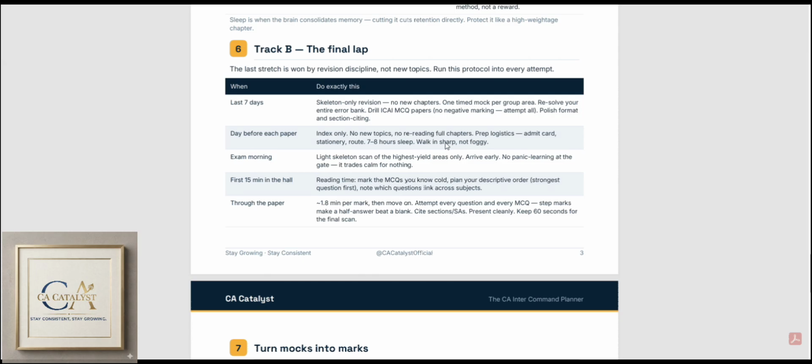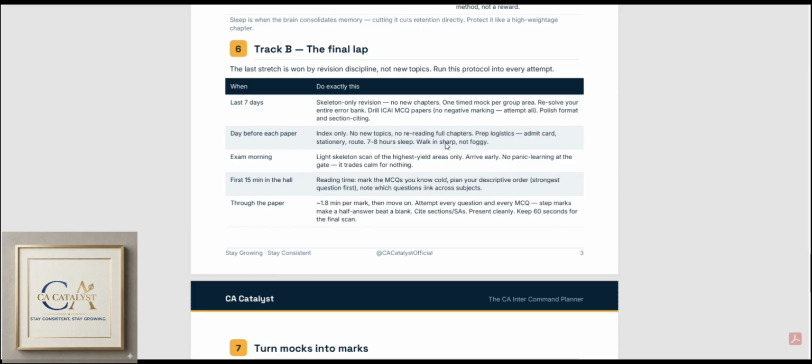On the last day, this is very important for the students who are appearing for the final day of the revision. The last stretch is won by revision discipline. Three times revision is the minimum you have to do. You will not be introducing any new topics, because this is the protocol that you have to follow in every attempt. So when it is the last 7 days or last 1 week, what do you do exactly?